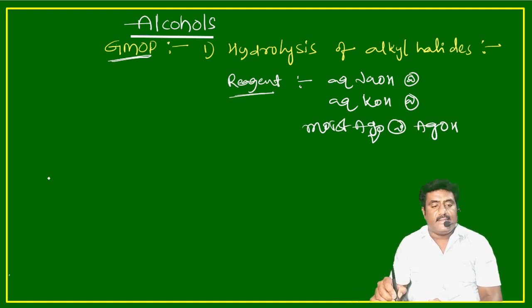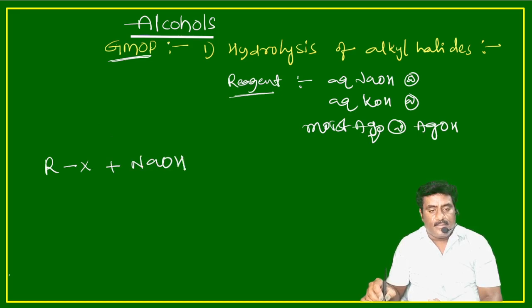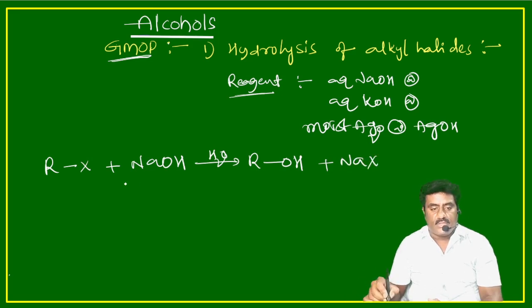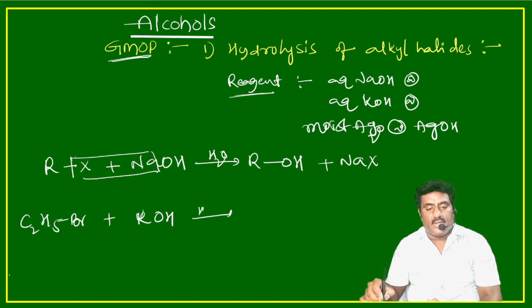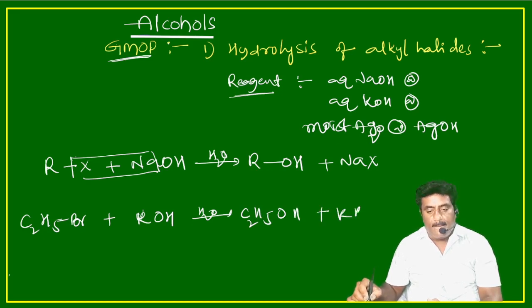Alkyl halide, its general formula is RX, with, for example, sodium hydroxide in aqueous medium, meaning water. It gives alcohol, ROH, plus NaX. Very simple, easy to write. So NaX we can remove to form alcohols. I am taking the example C2H5Br with KOH, potassium hydroxide, in aqueous medium. It gives C2H5OH plus KBr. Removal of KBr gives the alcohol.